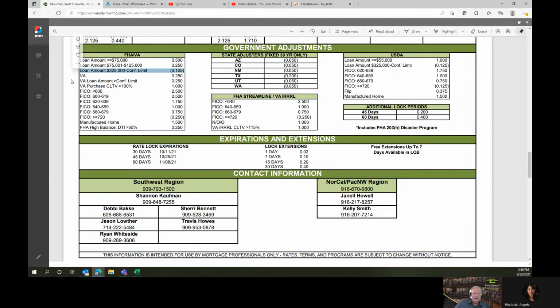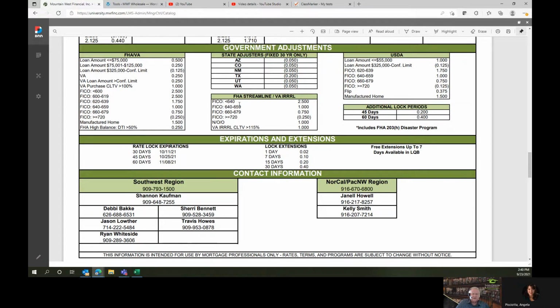Okay. So again, going line by line, VA doesn't apply, VA loan amount doesn't apply, VA purchase does not apply. The other FICOs don't apply because we already picked the one that does apply. Manufactured home does not apply. FHA high balance does not apply. So let's look at the other adjustments. State adjusters. If you're in one of those other states, then you would look to use one of those adjustments as well. We're assuming all our scenarios are in California, so no adjustment there applies.